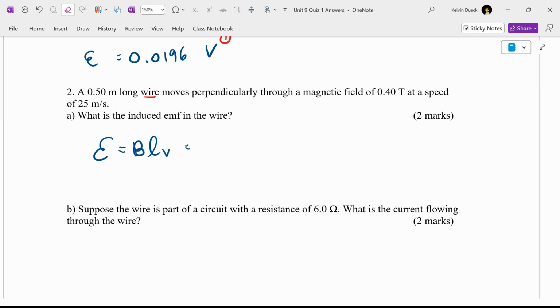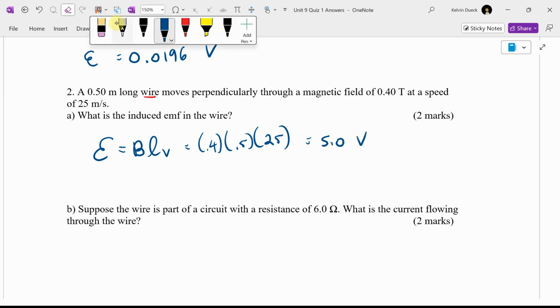Okay, anyways, it's going to be 0.4 times 0.5 times 25. Is it 5 volts? Am I right? Did the math in my head. Yay. If you got that, 2 out of 2.